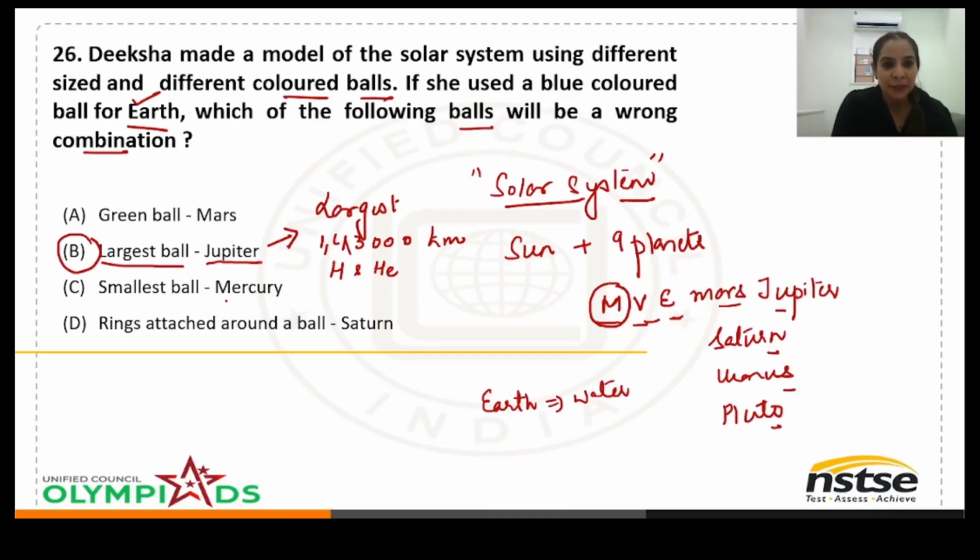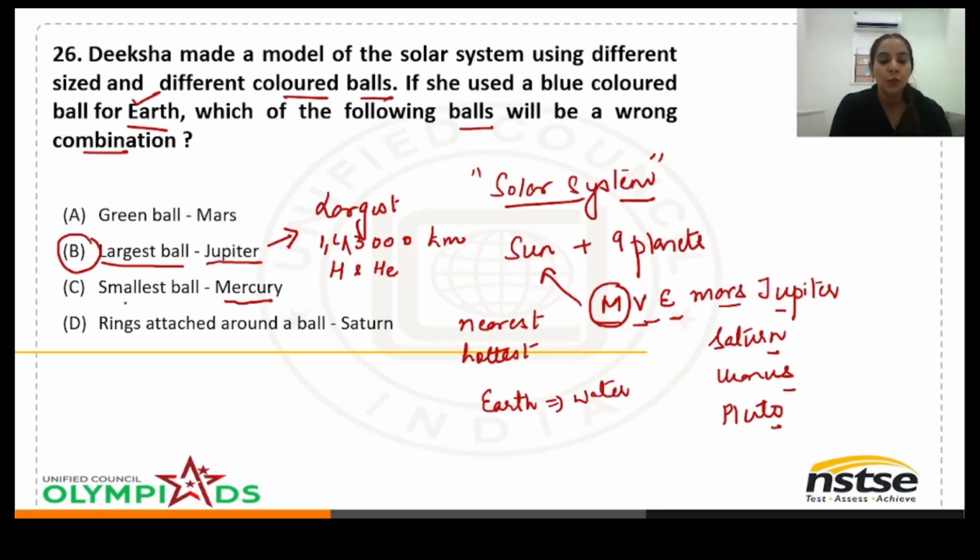Now talking about Mercury, Mercury is nearest to the Sun. I have told you the first planet is Mercury. Because it is nearest, that is why it is hottest of all. And also it takes a short time span as compared to others to circle around the Sun.